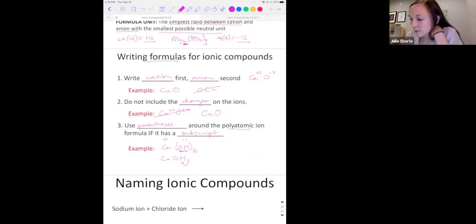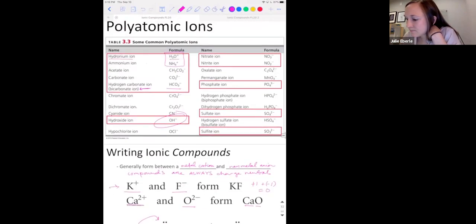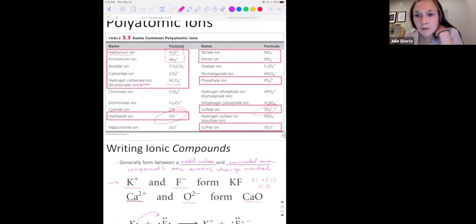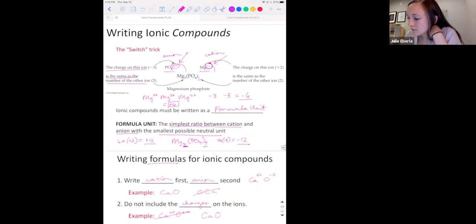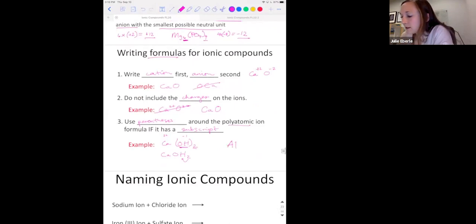Let's do another example. What if we have aluminum and let's pick another, sulfate, SO4 with a -2 charge. Okay, so aluminum is going to be a +3. How did I know that? It's in main group 3, which means it has 3 valence electrons. So when it achieves the octet, it will have lost all 3. So it's going to be +3.